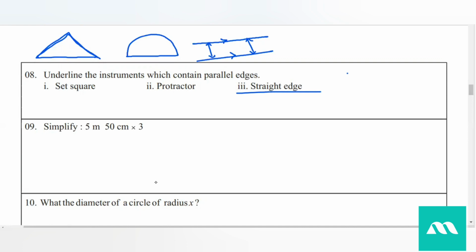Did you understand it? Teacher, can you tell it again? We use a set square to draw parallel straight line segments, but it does not consist of parallel straight lines. That means the edges which are equidistant.